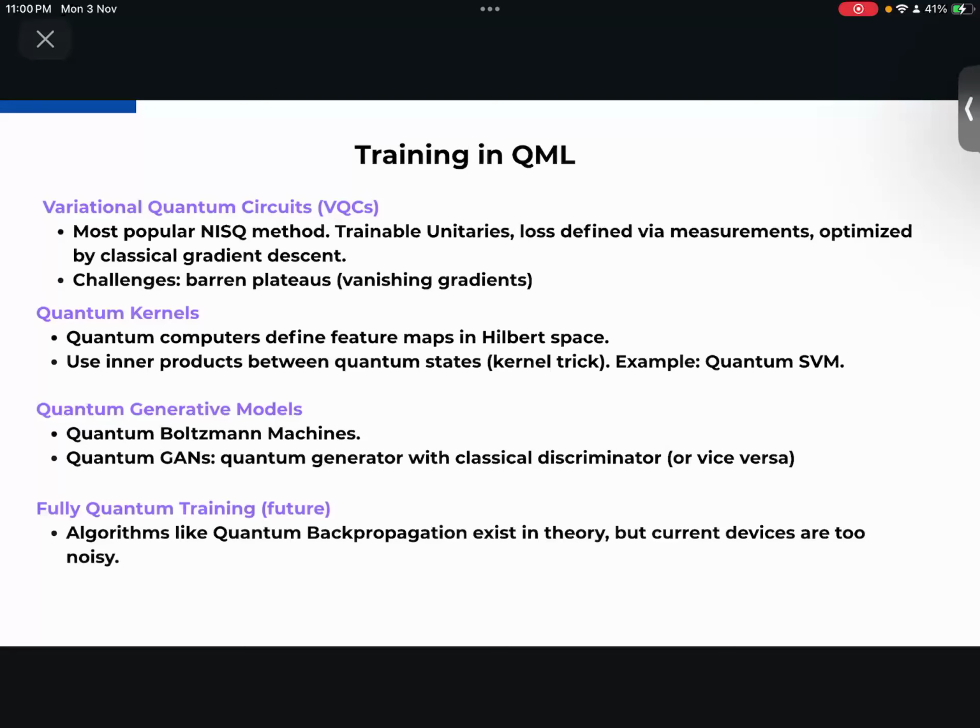We have also the quantum kernels. So we try to define our feature map, and then just calculate the inner product between the quantum states. This is the case of the quantum SVMs. We have the quantum generative models, for example, the quantum GANs and different versions of the quantum GANs. We have the quantum Boltzmann machines, and we have also the QNNs. And I really hope that in the future we can see fully quantum training, where quantum backpropagation can exist in reality and in theory.